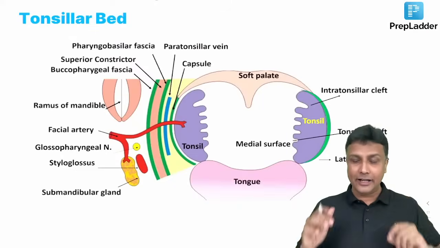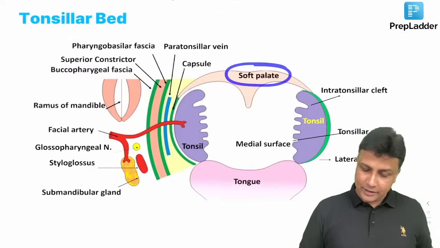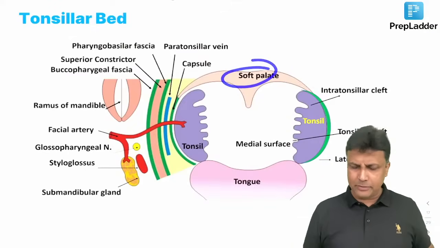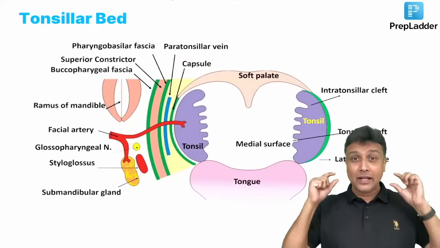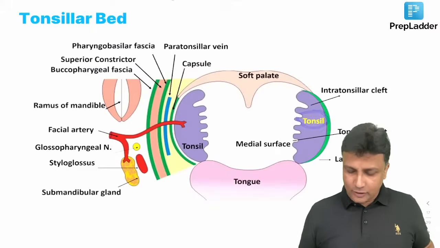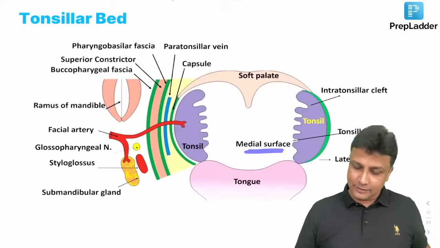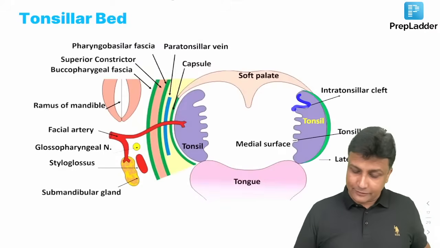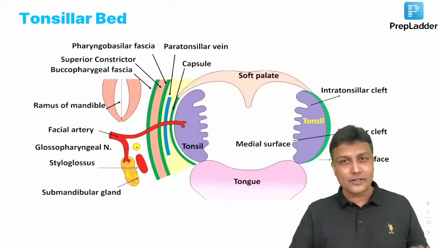This is your oral cavity. Above there is the soft palate here. So we are opening the mouth and seeing the oral cavity. Above there is a soft palate, and below here the tongue. Fine. And then now we are actually looking at the tonsils here. Now in the tonsils there will be a medial surface, and then there will be the lateral surface here. Medial surface is easy to identify. Why? Because you'll be having clefts there, and those clefts are nothing but the tonsillar cleft.